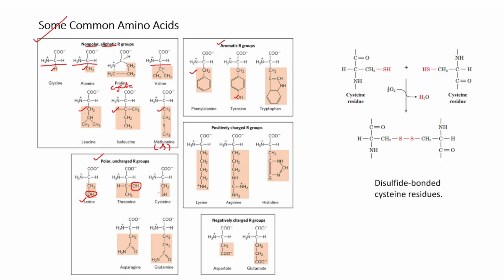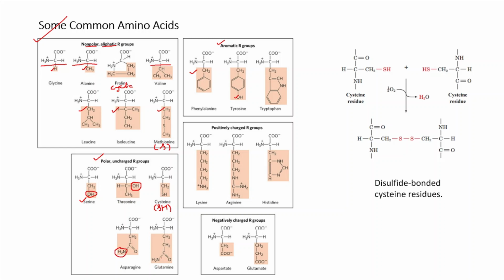In cysteine, you have a CH2 group attached to a thiol group, that is an SH group. So questions can be asked from here: which polar uncharged amino acid carries a thiol group as the R group? The answer will be cysteine. Next we have asparagine. This amino acid is also polar due to the presence of this NH2 group.